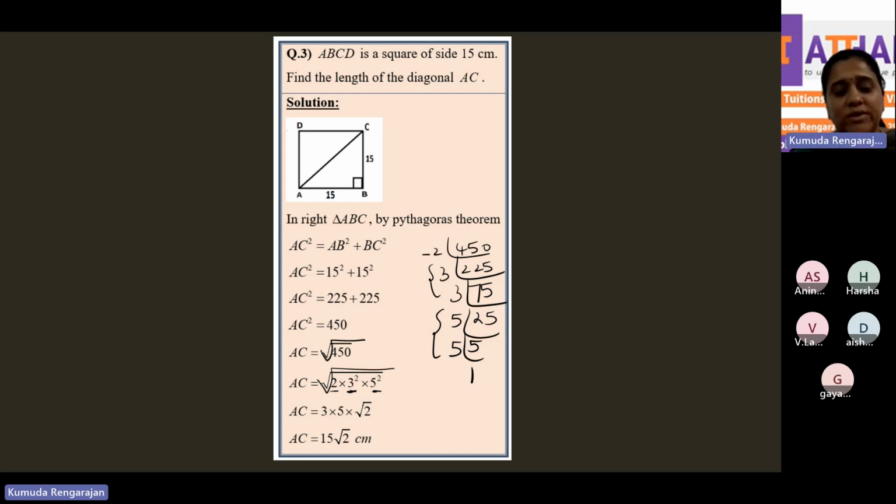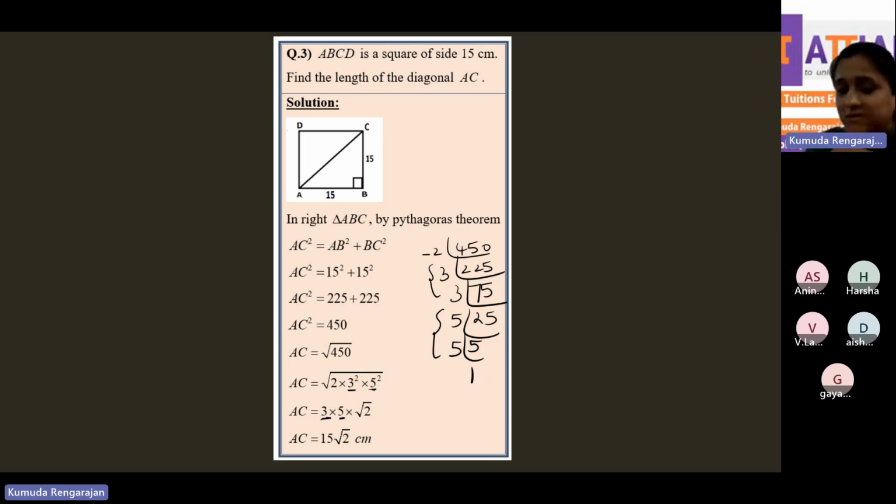Now from two 3s, one 3 comes out of the square root. From two 5s, one 5 comes out of the square root. And the 2 remains under the square root because it doesn't have a pair, so it cannot come out. So the answer is 3 fives are 15, 15 root 2 centimeters.